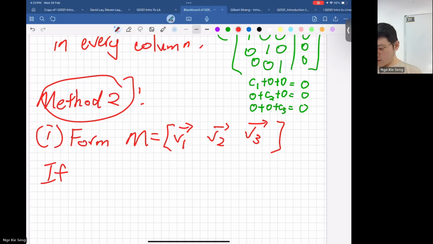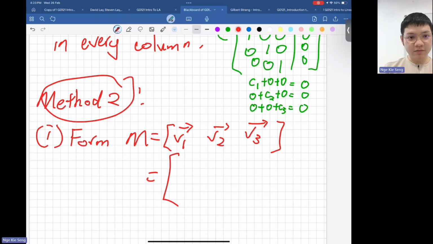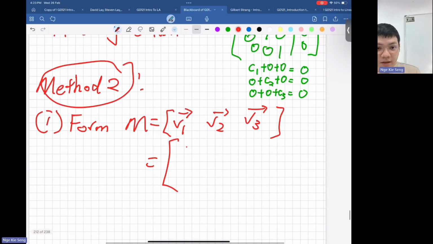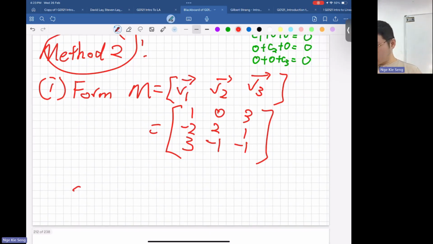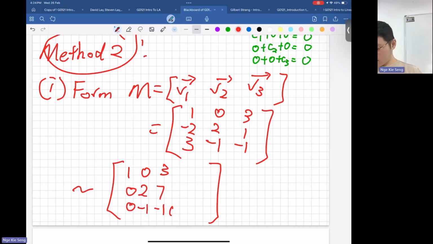So let's write this down properly. In this case, 1, -2, 3, 0, 2, -1, 3, -1. Form this matrix here, and then we row reduce it. Can we quickly do that? Sure, let's do this. So 1, 0, 3, then 0, 2, 7, and 0, -1, -1, 10.